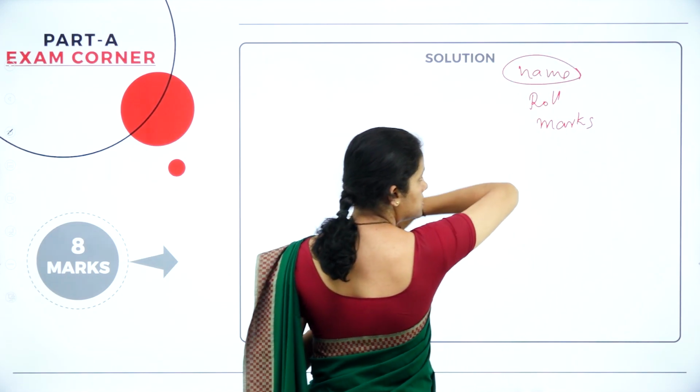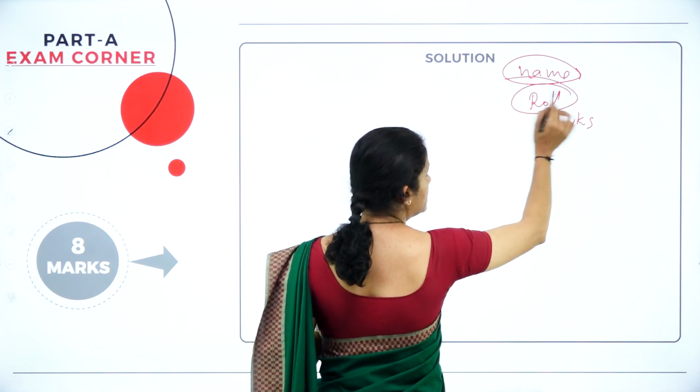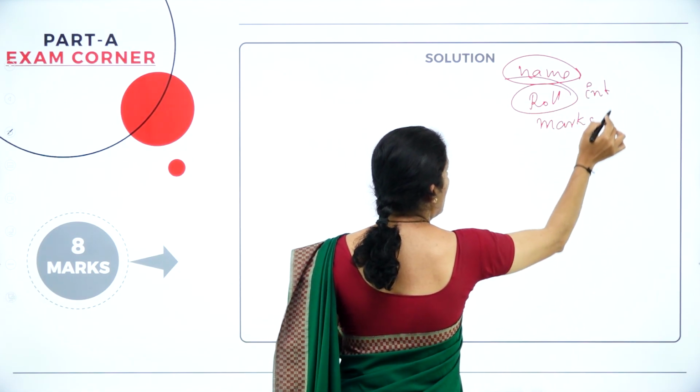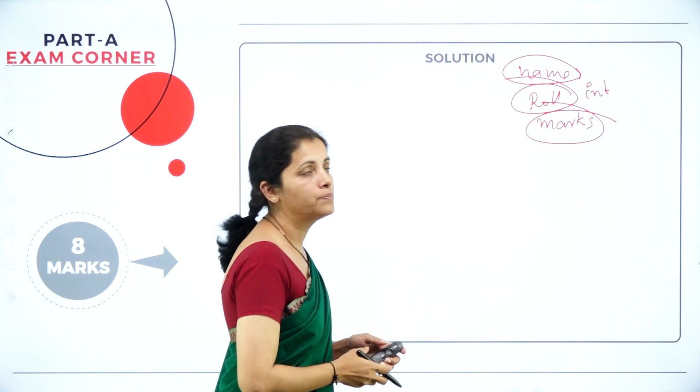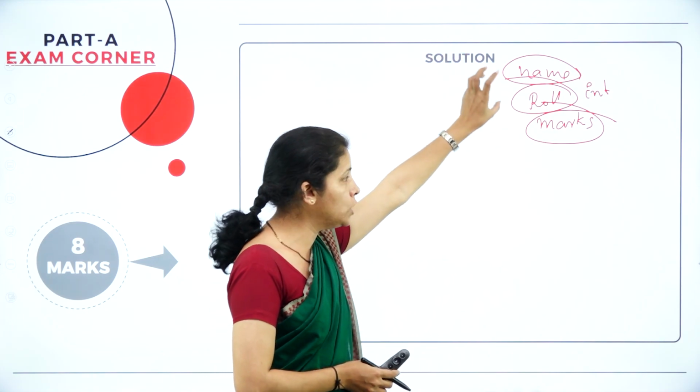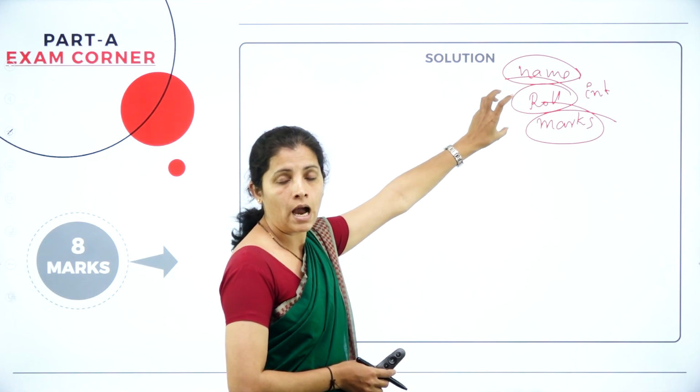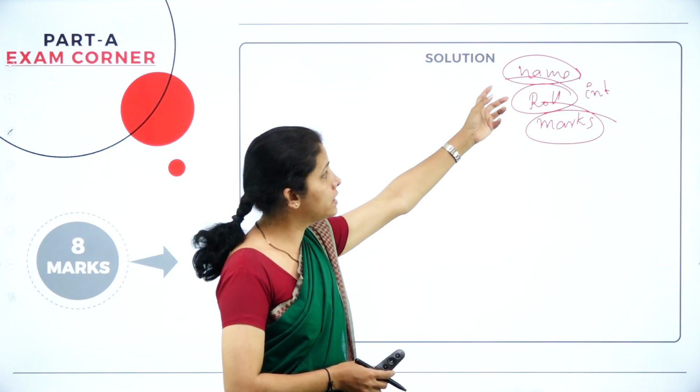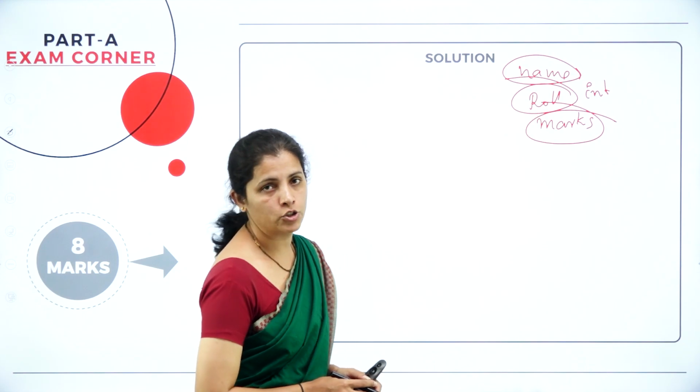Name is nothing but the string, roll number is nothing but the integer, and mark is nothing but the float. See, I have 3 different data types. I want to group all these 3 data types under a single name. For that, I'm going to use structure.